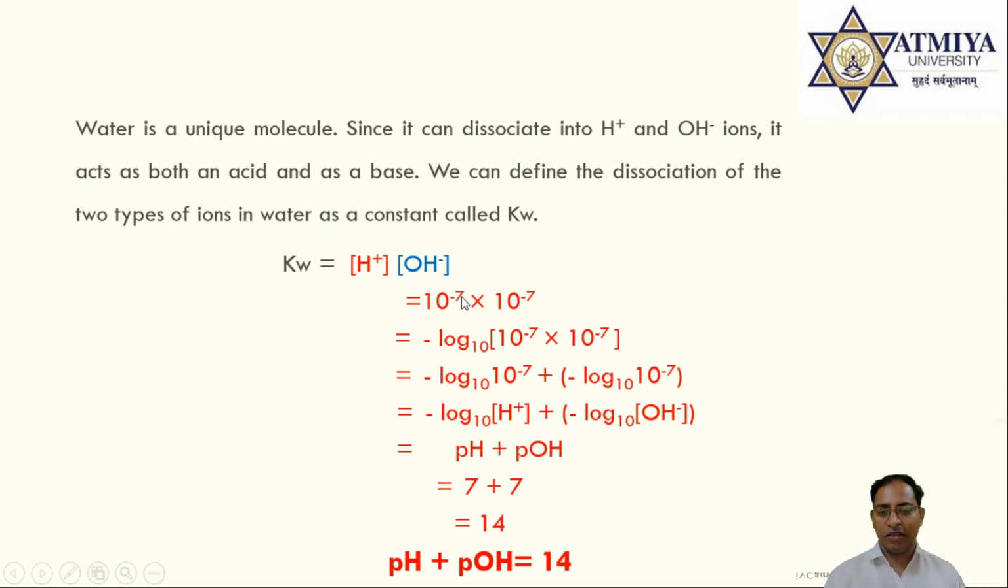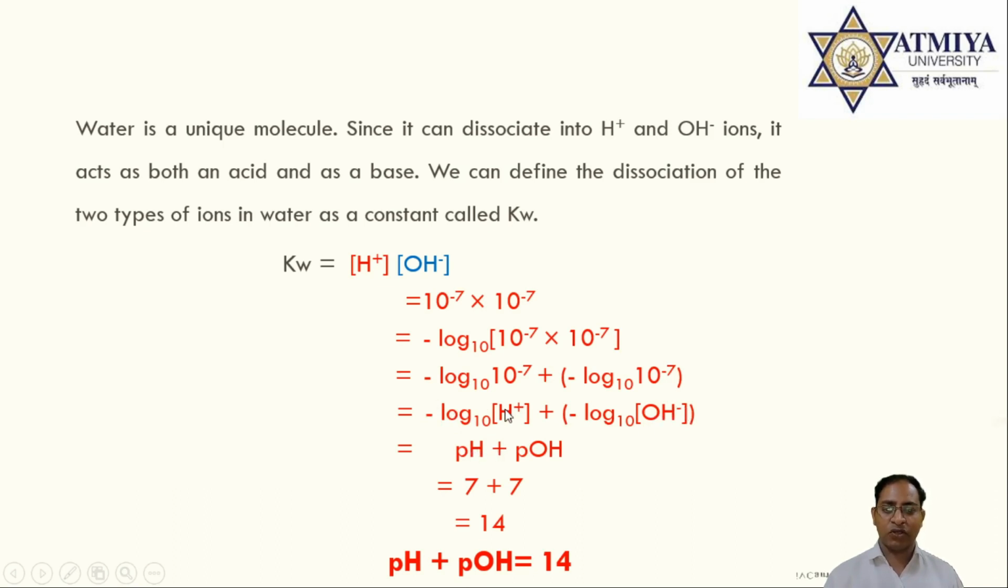If I take the log of this, I can put minus log to the base 10 of 10 to the power minus 7 multiplied by 10 to the power minus 7. As per the log rule, I can further simplify it: minus log to the base 10 of 10 to the power minus 7 plus minus log to the base 10 of 10 to the power minus 7. I already told you that for the calculation of pH it is minus log to the base 10 of the hydrogen ion concentration, plus minus log to the base 10 of the hydroxyl ion concentration.